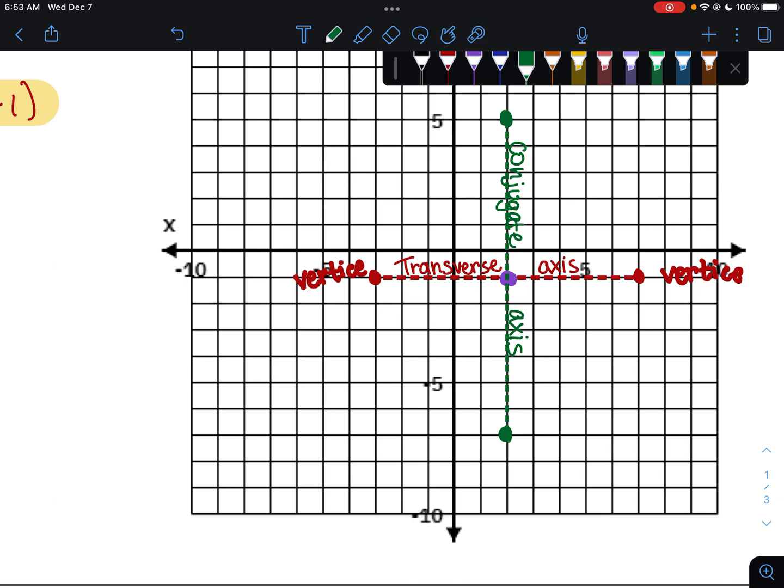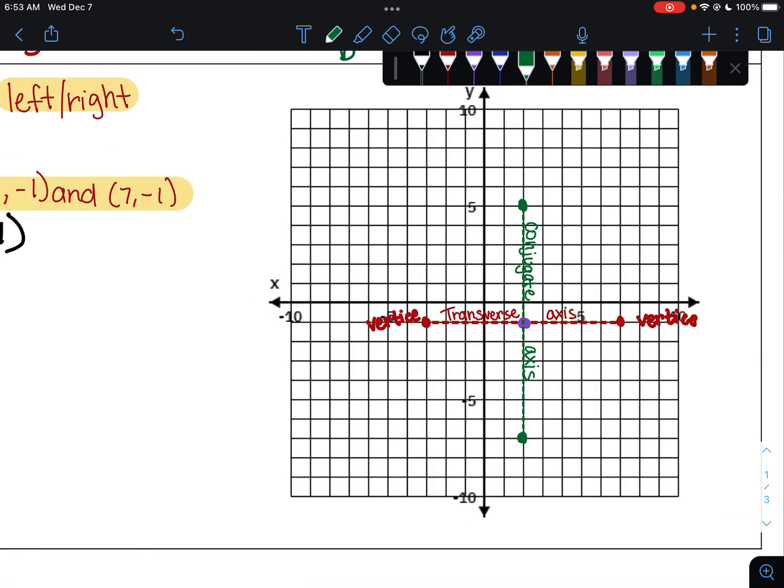Okay, that is our conjugate axis. So how we get our hyperbola from here, what we're going to do is connect the dots and make a rectangle out of all of these points that we just had. So like this. Okay, so we made that rectangle.